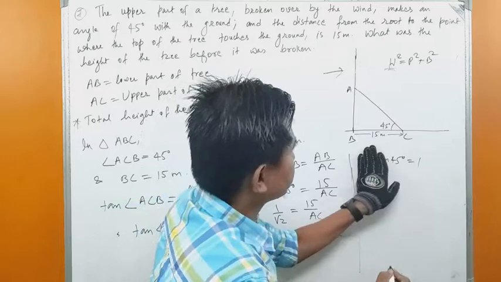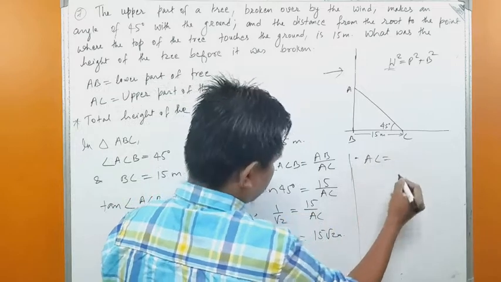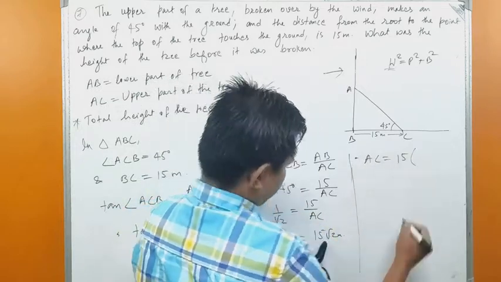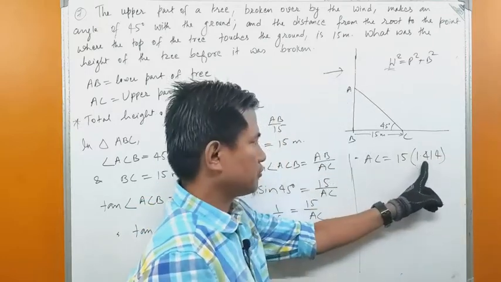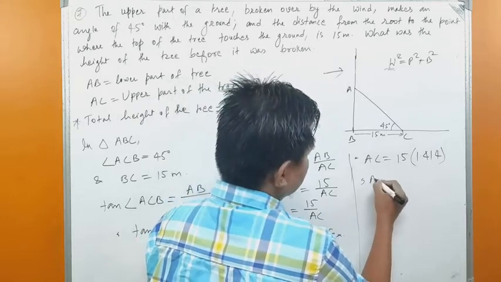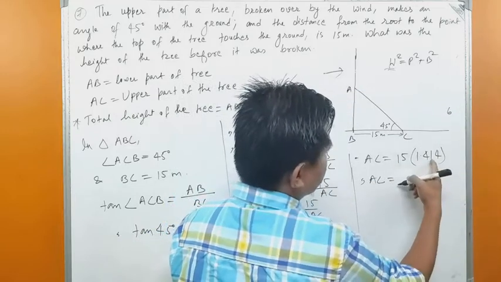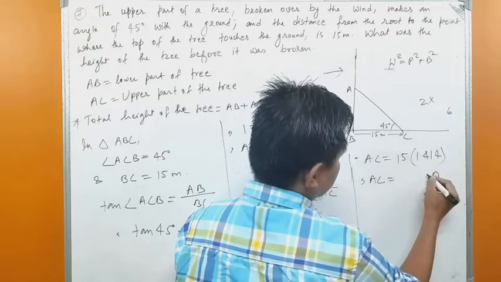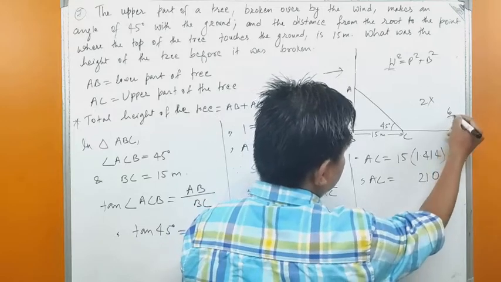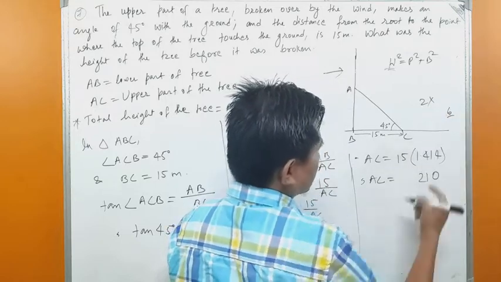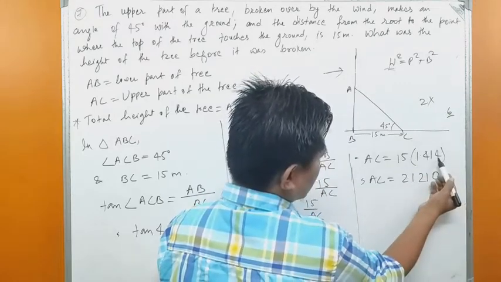Now let me continue here. We put the value of root 2. AC equals 15 times the value of root 2, which is 1.414. 15 times 1.414: 15 fours are 60, 6 in hand, 15 ones are 15 plus 6 is 21, and so on, and the result has a decimal point before 3 digits.